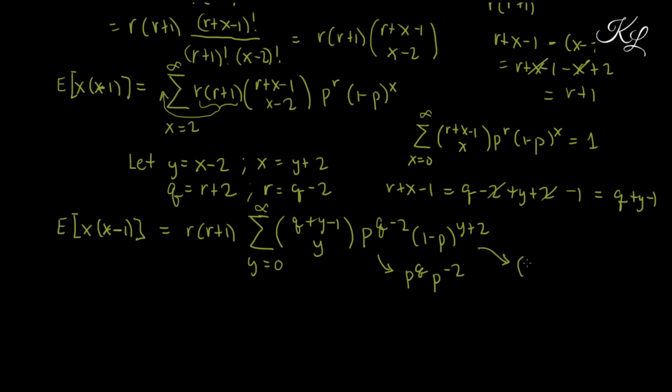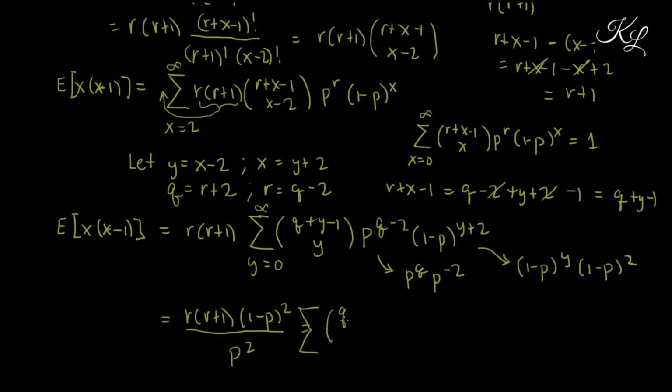And also for this one, we have 1 minus p raised to y and 1 minus p raised to 2. And this term can be moved out also from the summation. So what we'll get is r times r plus 1, and for the constant, here we have 1 minus p raised to 2, and we have also another constant over p squared. So we'll get the summation of q plus y minus 1 chooses y, and p raised to q is what is remaining, and this one will get 1 minus p raised to y, then y equals 0 to infinity.